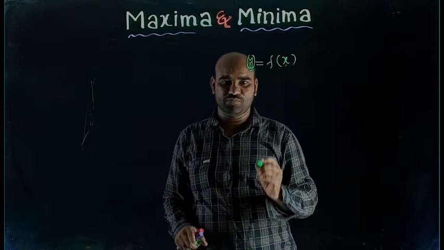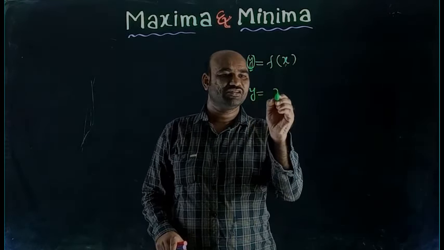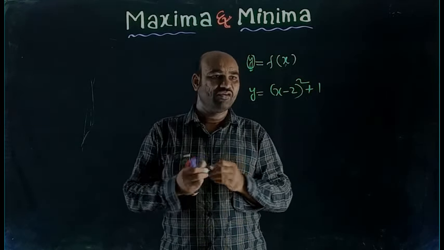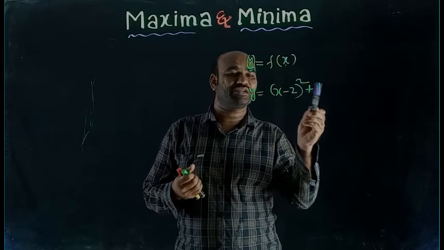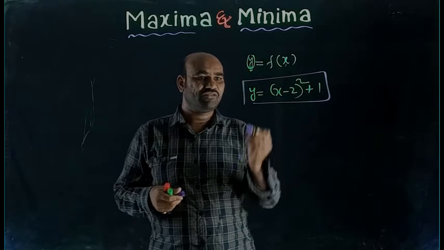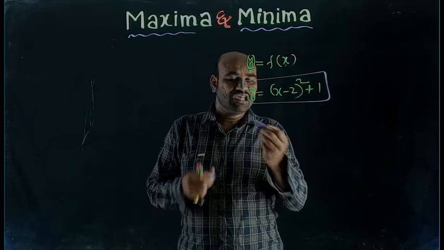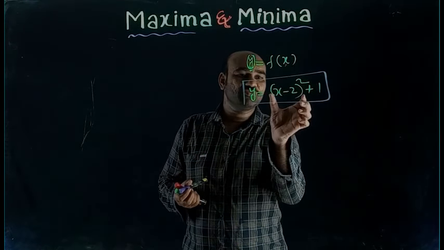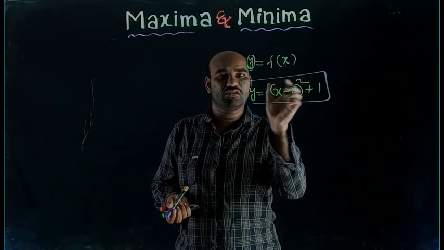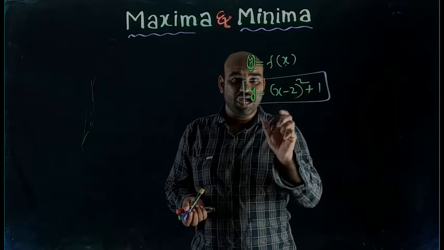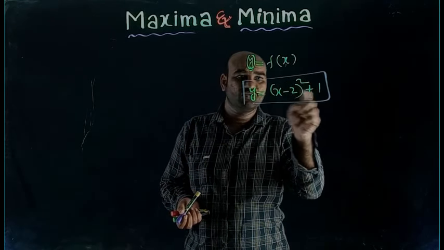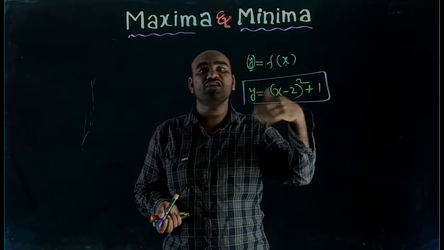I will explain through an example. y is equal to (x minus 2) whole square plus 1 is given. So y is a function with respect to x. Understood? Here the y value depends upon x. Clearly, here you can say that (x minus 2) whole square is a non-negative number. (x minus 2) whole square equals 0 when x equals 2. Other than that, this value is greater than 0, so greater than 0 plus 1. So the total value of y is greater than or equal to 1.